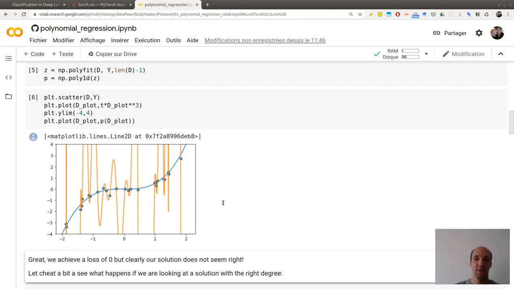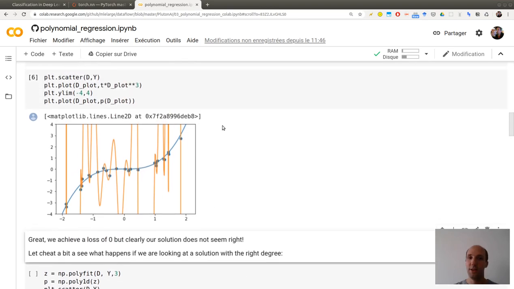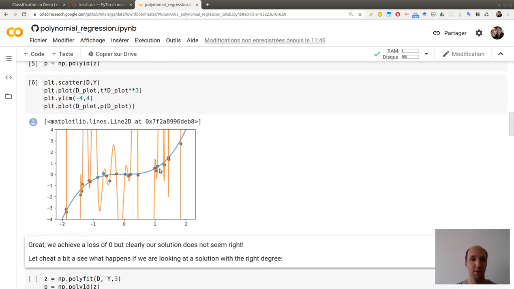You see that the orange curve is passing through all your points. So you are very happy because for sure the quadratic loss is 0. But it doesn't seem right. I mean, it looks like you are passing through all the points, but you are not capturing at all the pattern which is given by this polynomial of degree 3.